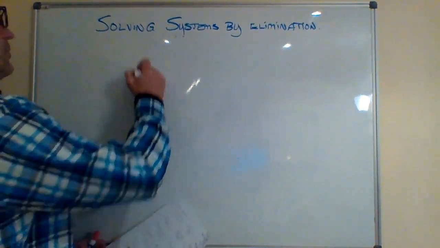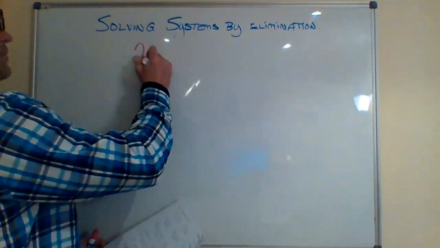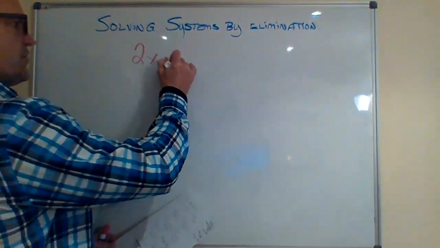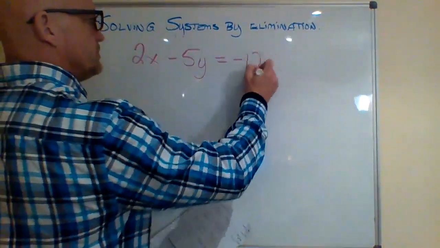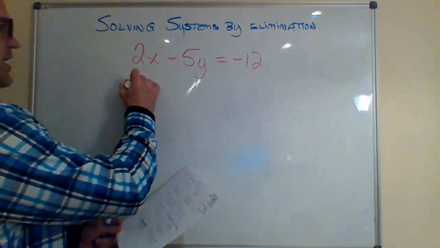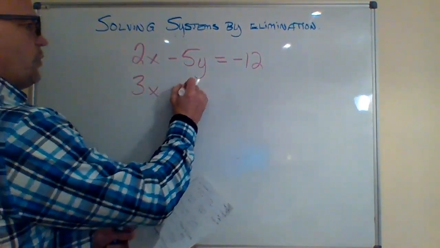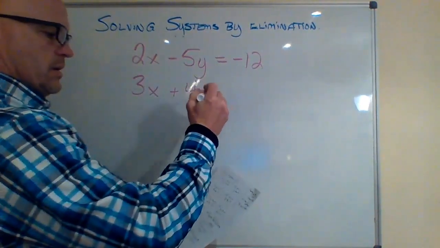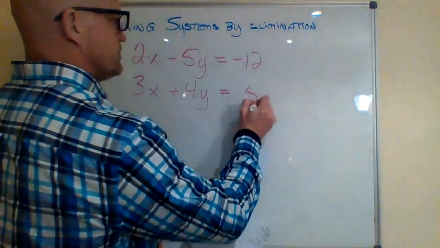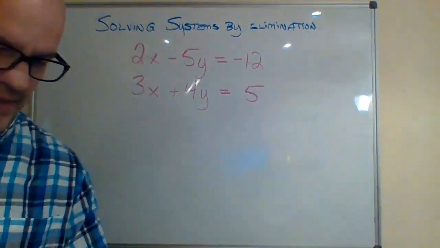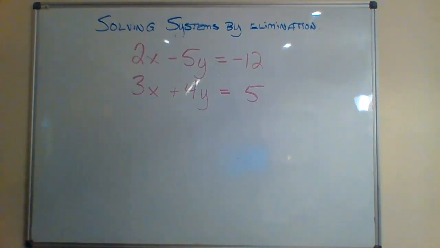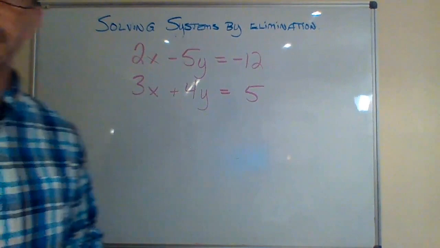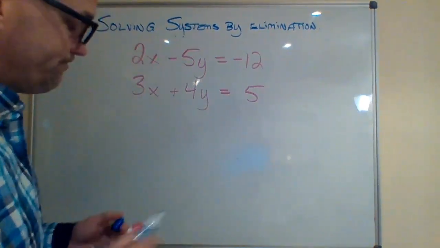Last example, 2x minus 5y equals -12. 3x plus 4y equals 5. Now the problem is nothing's even close to being the same. What are we going to do?